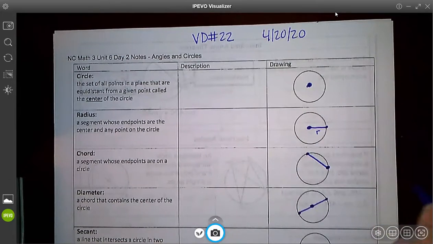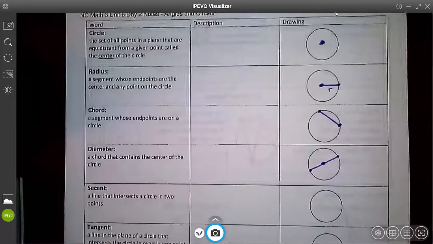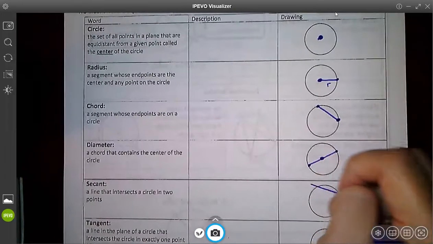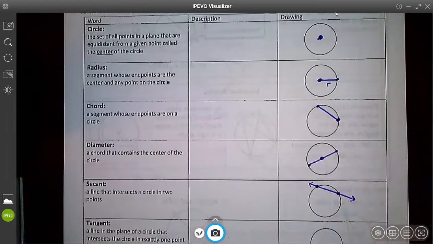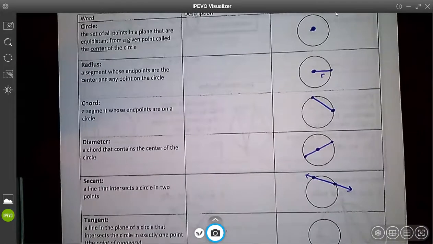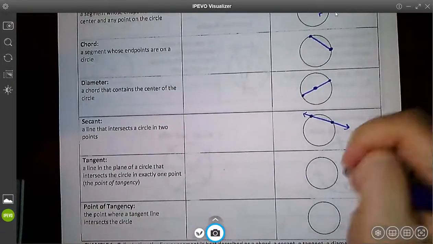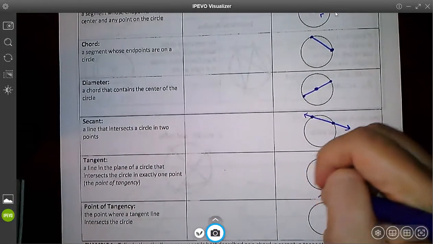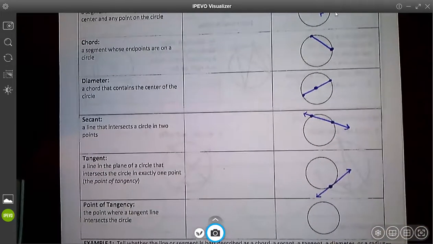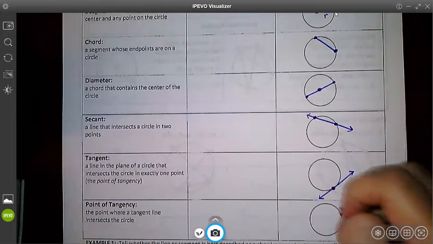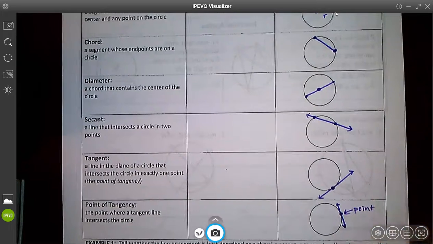A secant is a line that's like a chord. It's like if you extended the endpoints on a chord, going to go through 2 points of your circle. That's a secant. Goes through your circle twice. A tangent is a line that touches your circle in one place. Like this. And then the point of tangency is just the point where your line touches your circle.